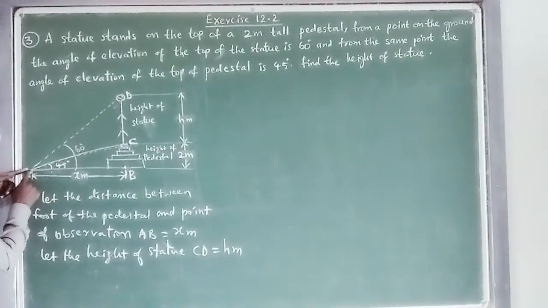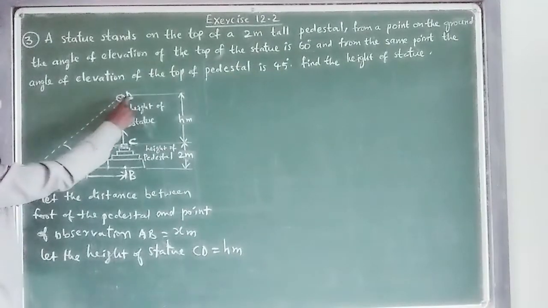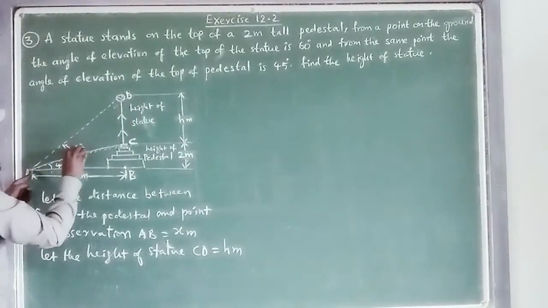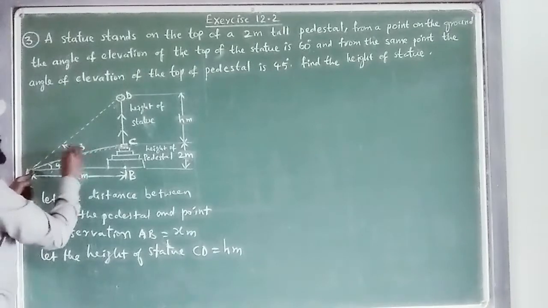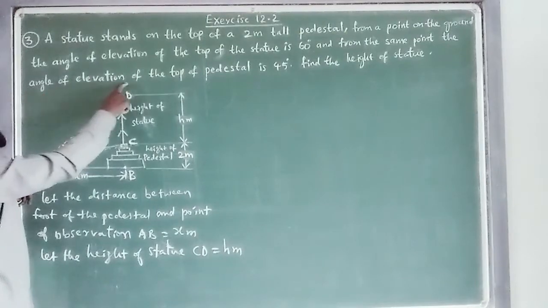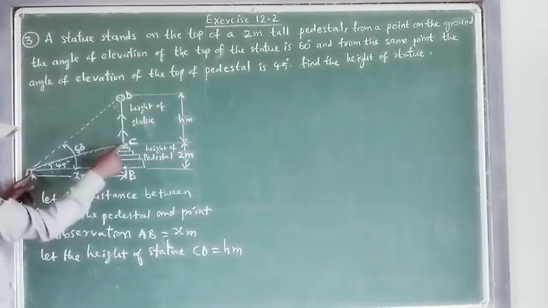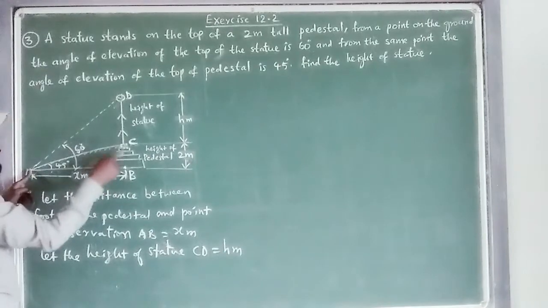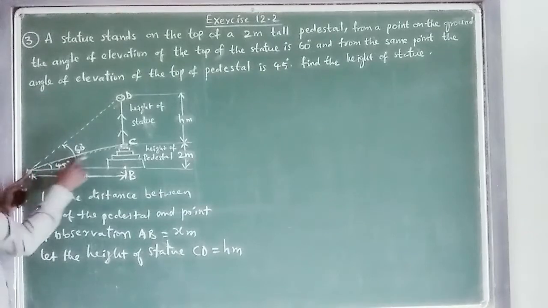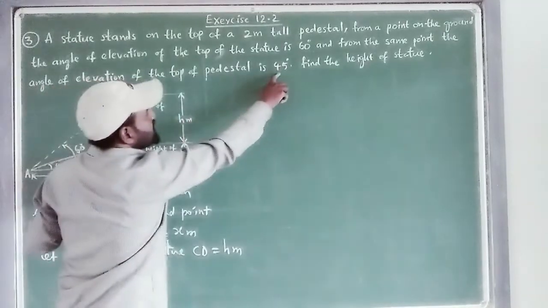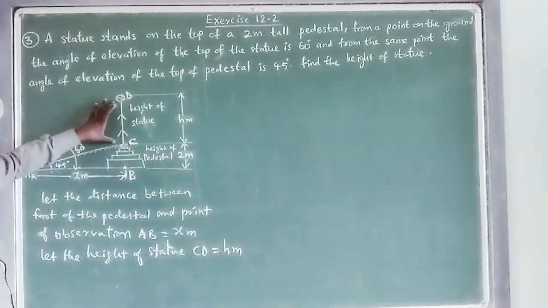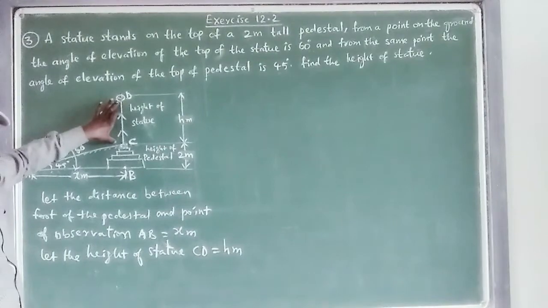So from the point of observation to the top of the statue, the angle of elevation is how much? 60 degrees. It is given in the question. Next, from the same point, the angle of elevation of the top of the pedestal. Here B to C is the height of the pedestal. The top of the pedestal is C. From the same point of observation, the angle of elevation is 45 degrees. It is given. Now find the height of the statue. We have to find the height of the statue CD.